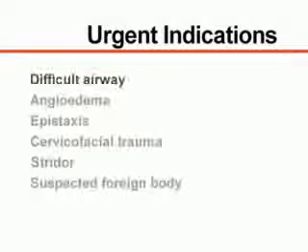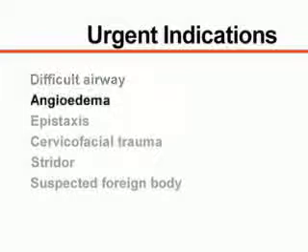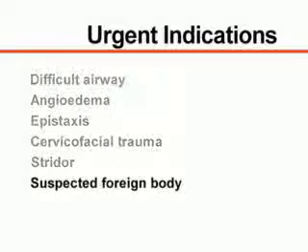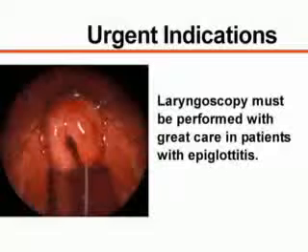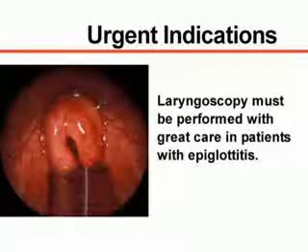Laryngoscopy is important for patients with a difficult airway and in the evaluation of patients with angioedema, epistaxis, cervicofacial trauma, stridor, and suspected foreign body ingestion. There are few, if any, contraindications to performing laryngoscopy with the fiber optic nasal laryngoscope. However, laryngoscopy must be performed with great care in a patient with impending airway compromise, such as a patient with epiglottitis. Inadvertent trauma to the laryngopharynx may exacerbate swelling and precipitate respiratory arrest.